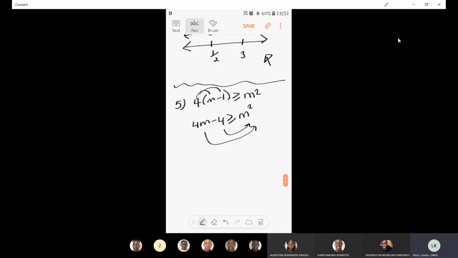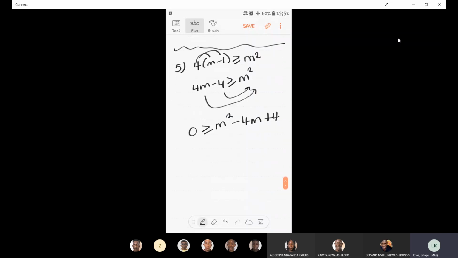So when I do that, I have 0 remaining on this side, and then I have m squared minus 4m, because I subtracted 4m on both sides, and then I add 4 on both sides. Okay, so I can just rewrite this as m squared minus 4m plus 4 is less than or equal to 0. If 0 is bigger than m squared minus 4m plus 4, it means that m squared minus 4m plus 4 is less than 0. That's what it means.